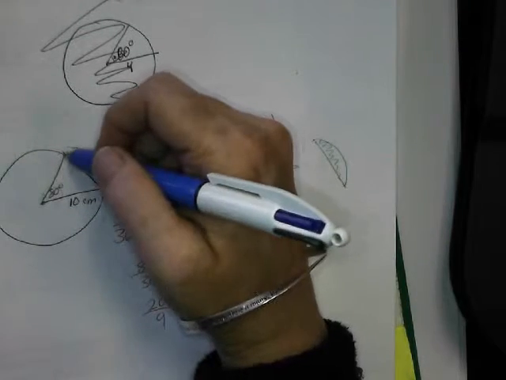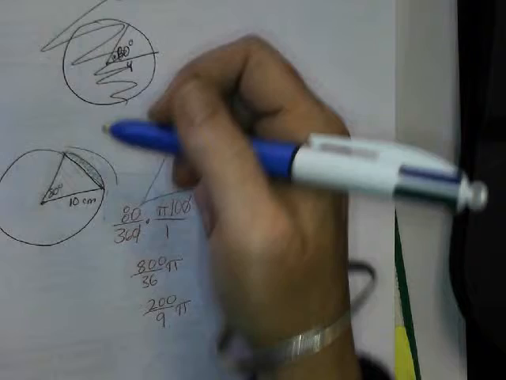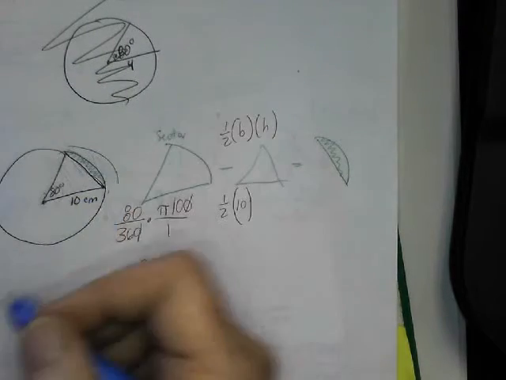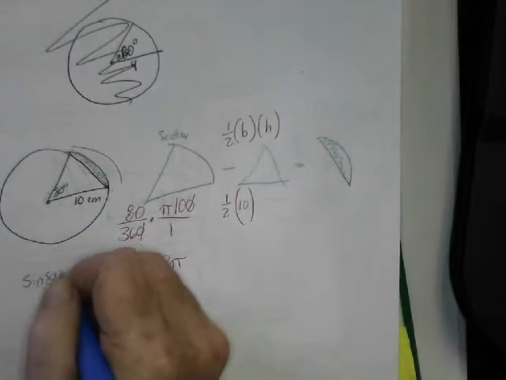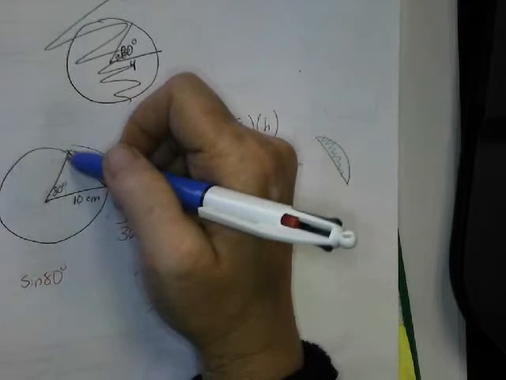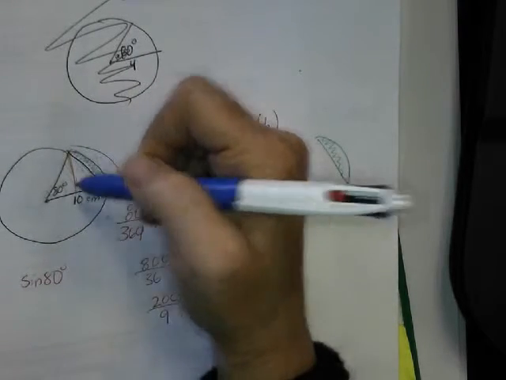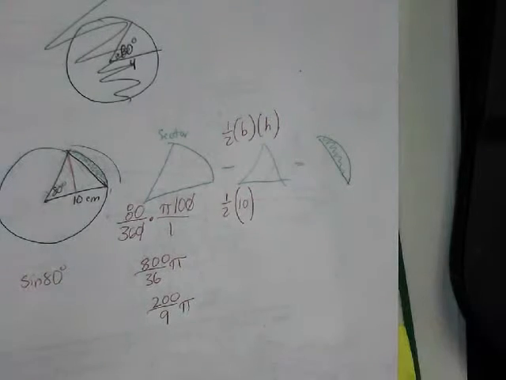Why does this hurt my brain so much? Sine of 80. So, what? I have to peek at the answer book. 14. So they did 10 sine 80. How do you do that? How do you do that, Rachel?